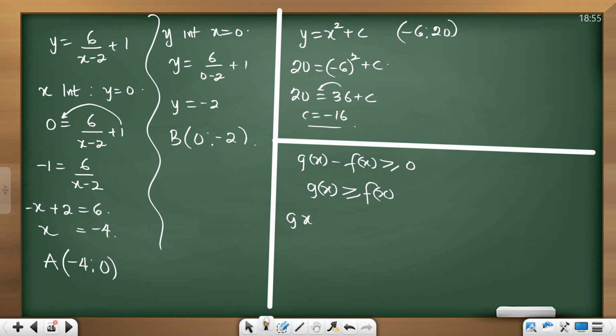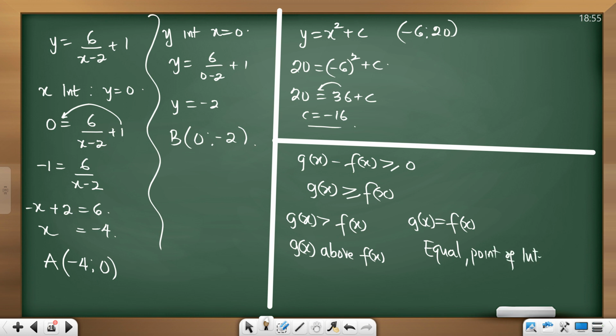If I write g of x is greater than f of x, you know what it means? It means g of x is above. And if I write g of x is equal to f of x, you know what it means? They are what? Equal. And what are we looking for? Point of intersection. So the examiner is asking us to combine both now. Do you see my interpretation there?